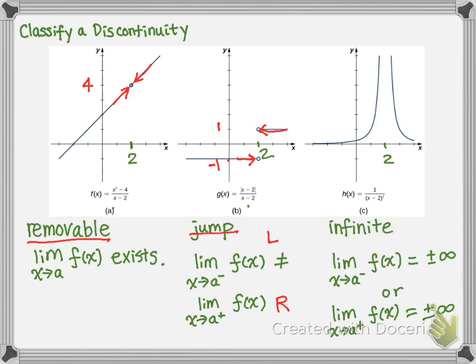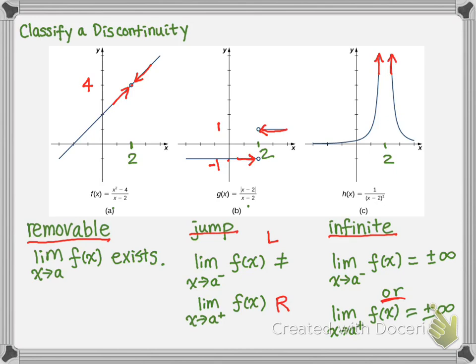Now the last type of discontinuity is infinite. What it means is one of these conditions: either the left side limit is positive or negative infinity, or the right side limit of the function is positive or negative infinity, which is the case you see in this function.